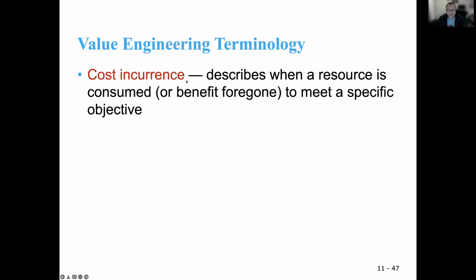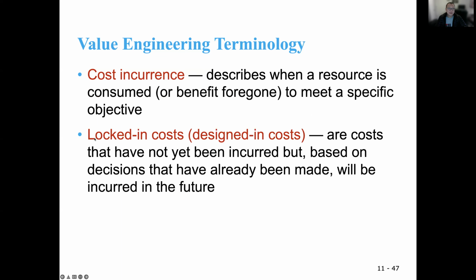What is called cost incurrence, okay? It describes when a resource is consumed or benefit foregone to meet a specific objective. In plain language, it just means the cost actually incurred, okay? Then locked-in costs. These are costs that have not been incurred yet, but based on decisions that have already been made, you know this cost will be incurred in the future. At this stage, that cost has not actually been incurred, but because of the decisions made up to this point, this cost will be incurred. Therefore that will be called the future cost. Those are the locked-in costs.